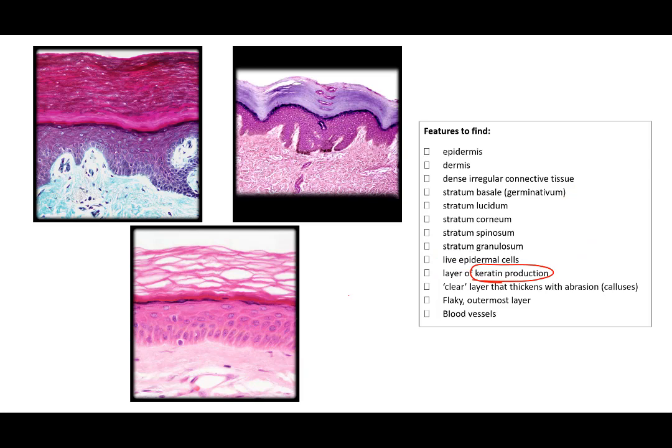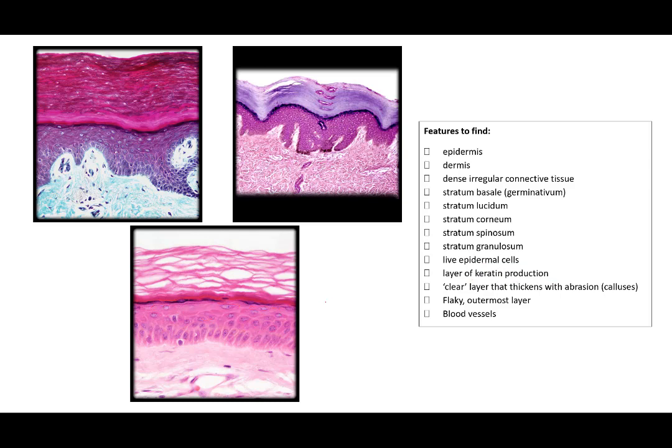Keratin production, that's going on in the stratum spinosum. So in this area, our cells are still alive. They're cranking out some keratin. They're getting farther away from the blood supply. So you can see they start off being fairly plump, but then they start to get a little more smushed as they begin to fade away and die. But they are actually producing keratin at this point.